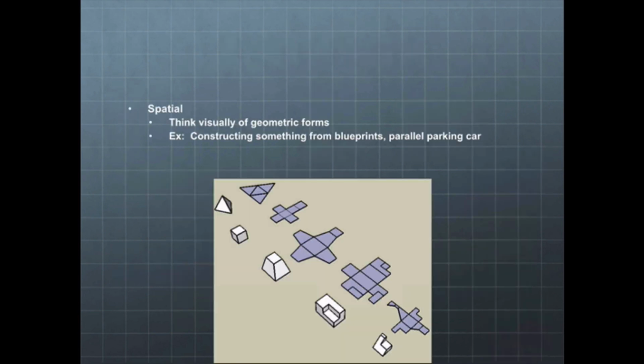Another aptitude is spatial. Spatial aptitudes, these are individuals that a lot of times become engineers. They're able to assemble massive structures like the new Viking Stadium. They're able to look at a 3-dimensional drawing and actually construct that in real life.